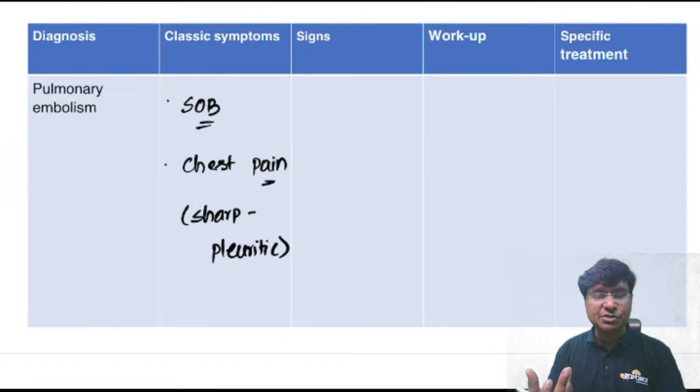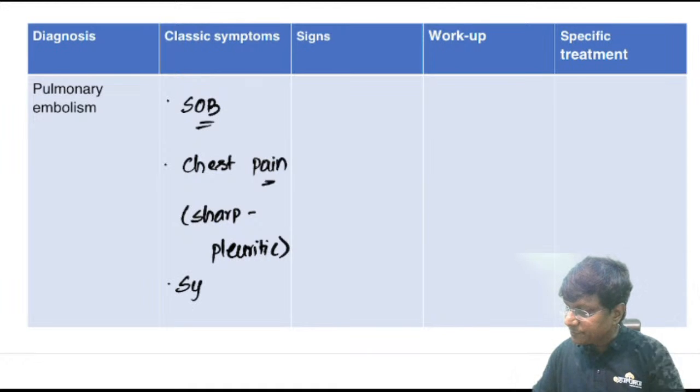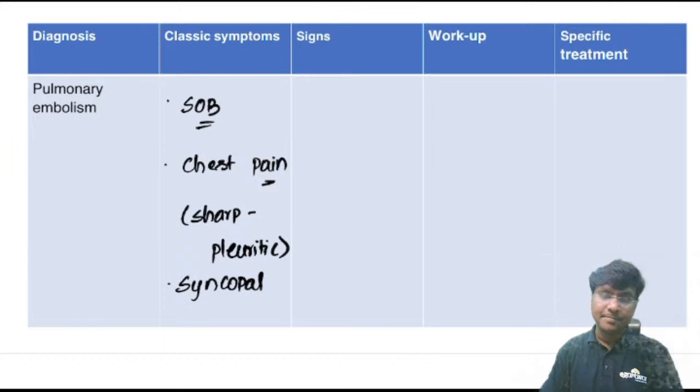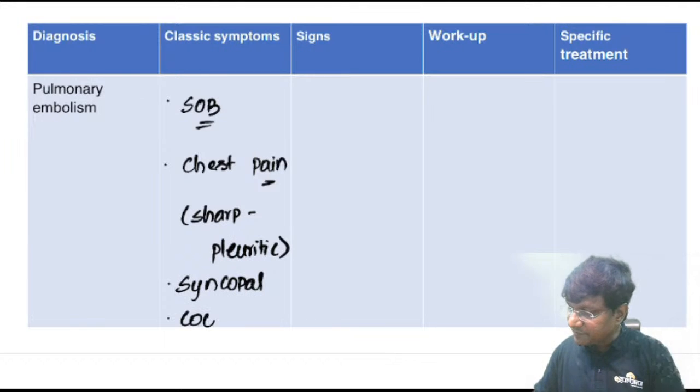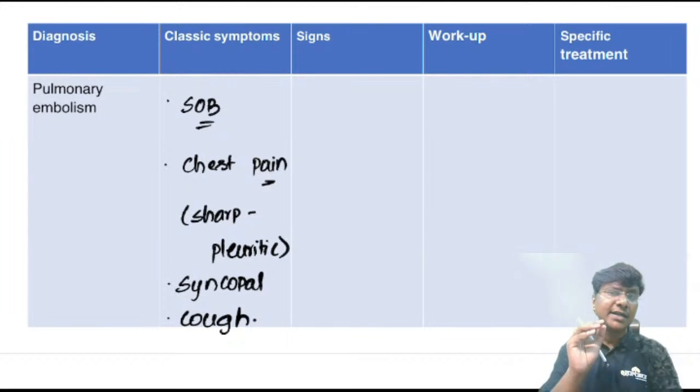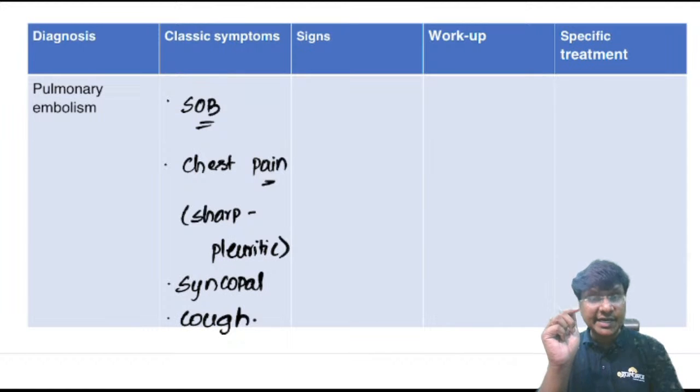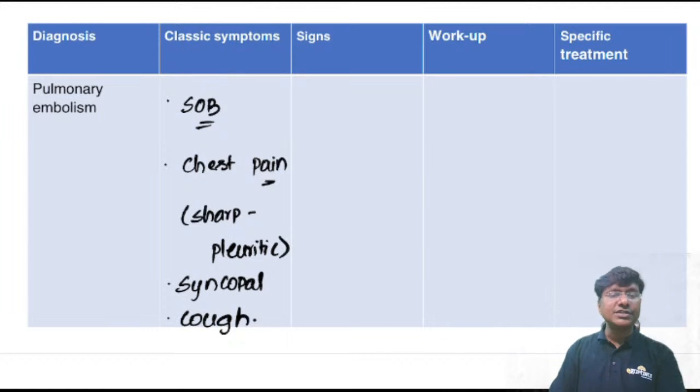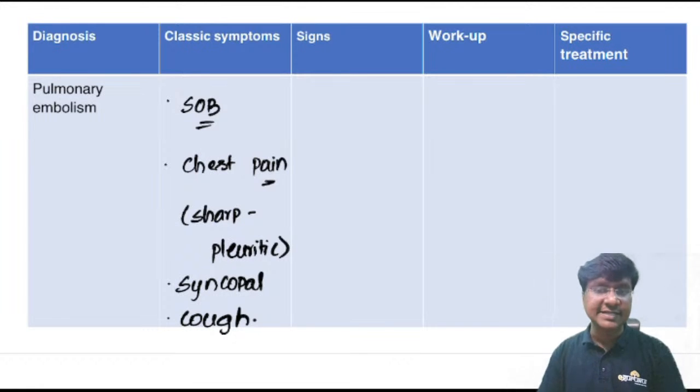And if there is massive pulmonary embolism, the individual can develop significant hypotension, and because of hypotension, the individual can have a syncopal attack. And because of pulmonary infarction, that infarcted lung parenchyma can irritate the airway, which can cause cough. So this is about the pulmonary embolism presentation.